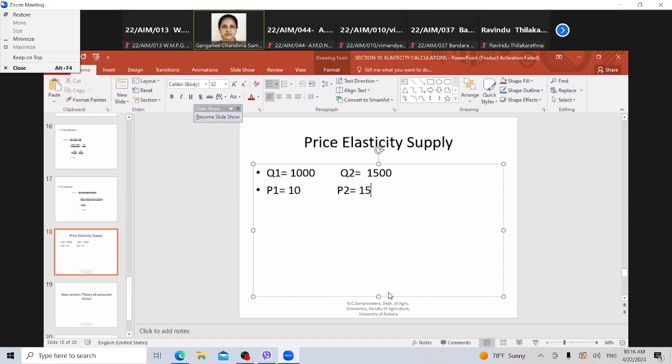If anybody didn't get it, please inform me. Okay, now the question: the supply difference and price difference are given.